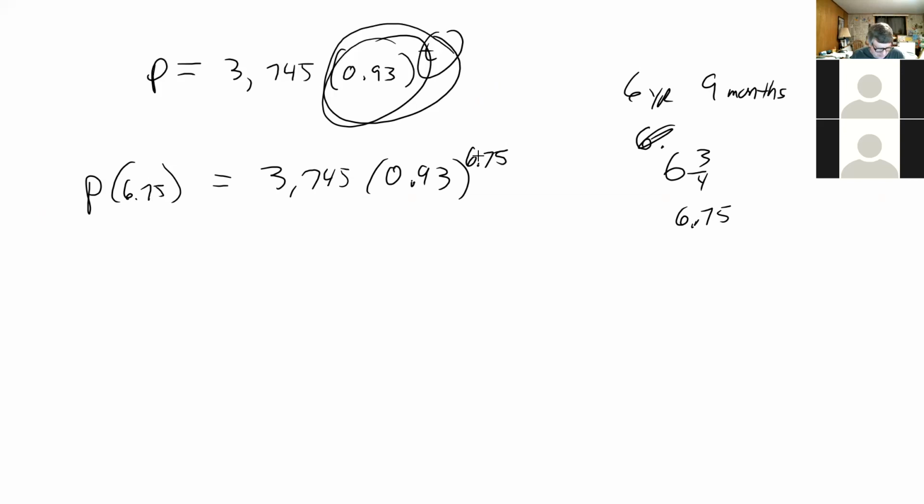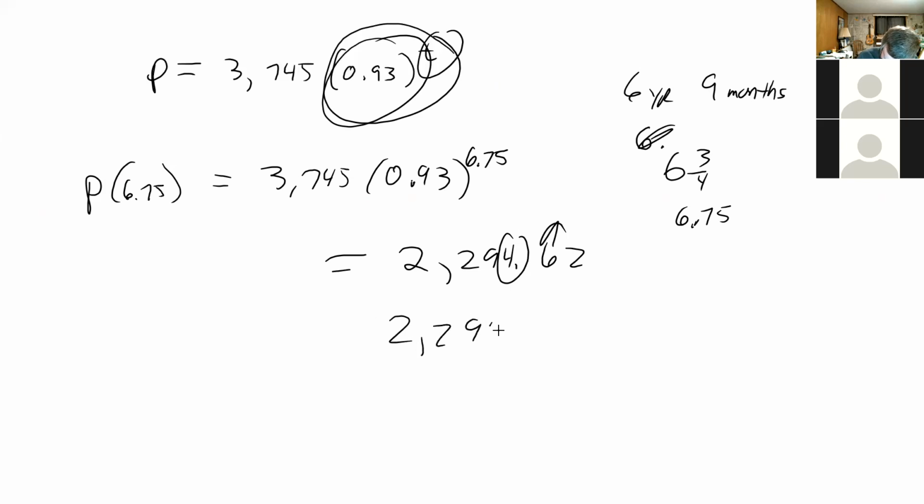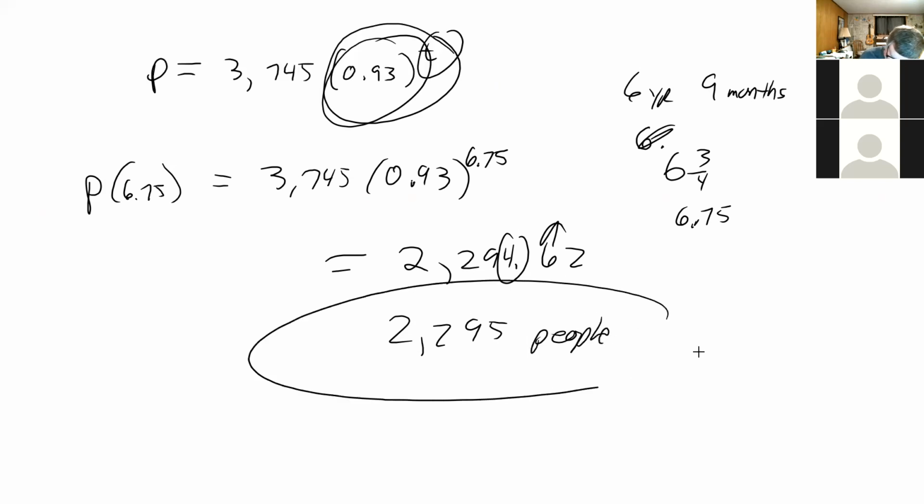So we're going to take 3,745 times 0.93 raised to the 6.75 power, and we get 2,294.62. Since we're talking about population, we'll round to the nearest person. The 6 would round up, so 2,295 people. Okay? All right with that? Yes.